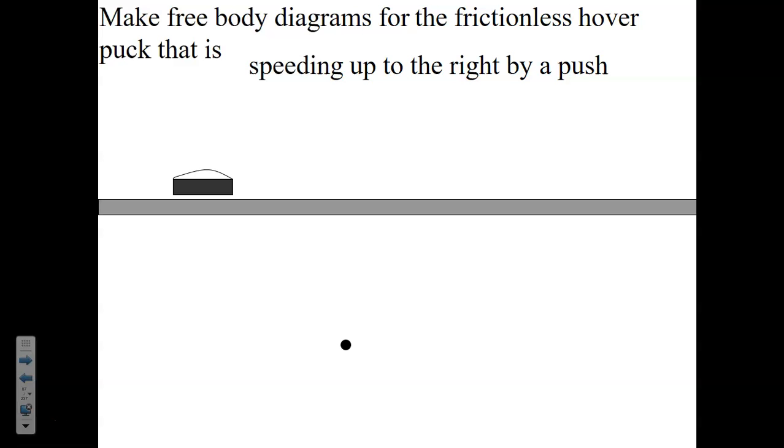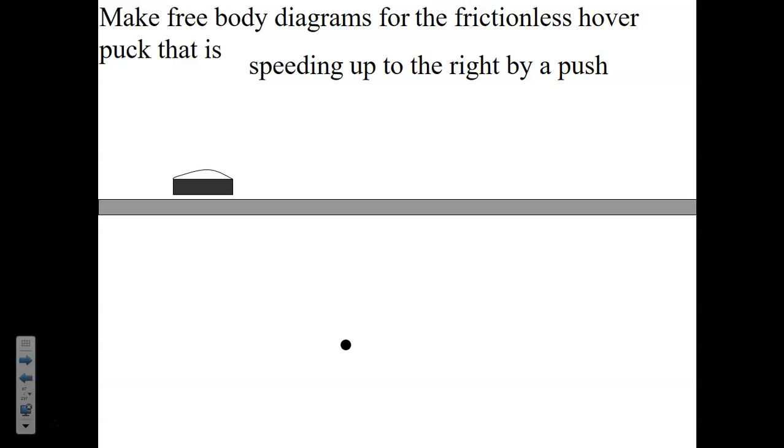Okay. Next, we're going to get it moving by giving it a push. So it's speeding up to the right due to a push. And we'll say my hand is pushing it, or my foot, or something like that. So forces on the free body diagram. Are the forces balanced or not? Okay. Is it stationary? No. Is it moving at a constant speed? No. Okay, that means since it's speeding up, the forces have got to be unbalanced. And since it's speeding up to the right, that means that the net force has got to be to the right. So let's look at the forces acting on it.